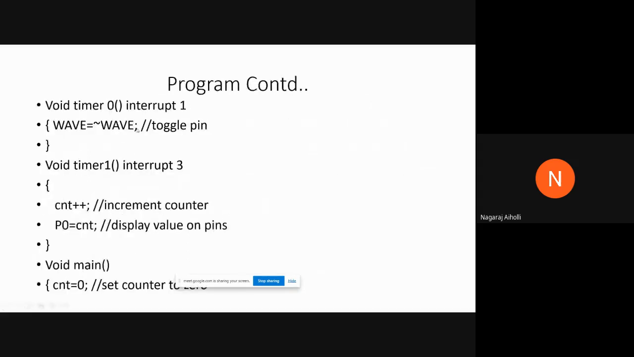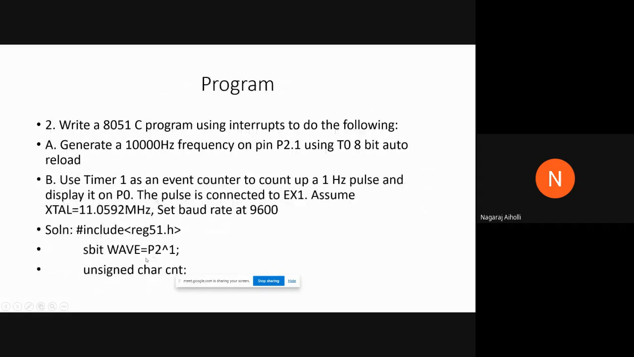Then void timer0() interrupt 1. We are using timer 0 interrupt 1. There is a function written for timer 0 and interrupt 1. That is, wave = ~wave, toggling the pin. What is wave here? Wave is equal to P2.1. We are toggling the pin P2.1. That means we are generating the square wave of the frequency of 10,000 Hz.